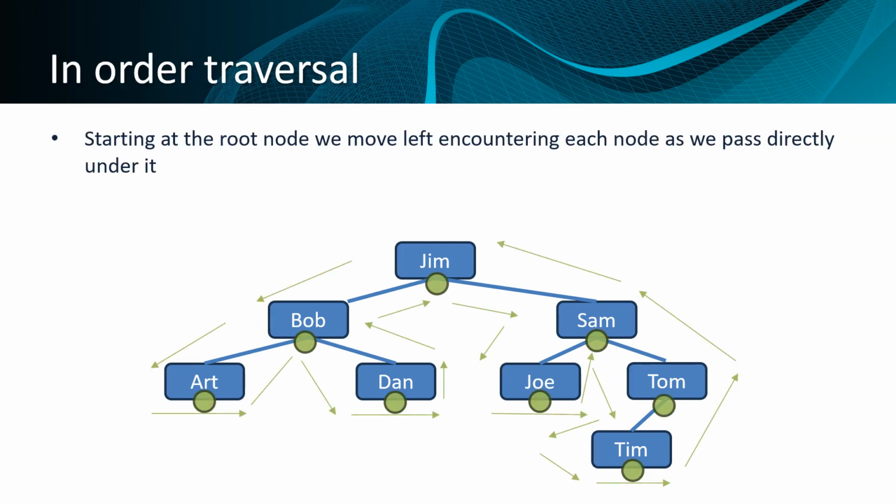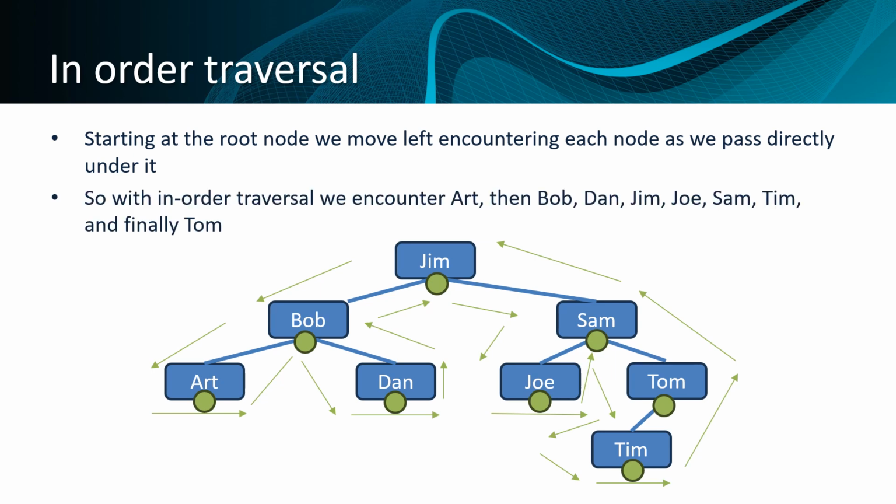With in-order traversal, we still begin at the root node and move left, but we encounter each node as we pass directly underneath it. This means the first node we encounter is Art, followed by Bob, then Dan, then Jim, then Joe, then Sam, then Tim, and finally Tom.